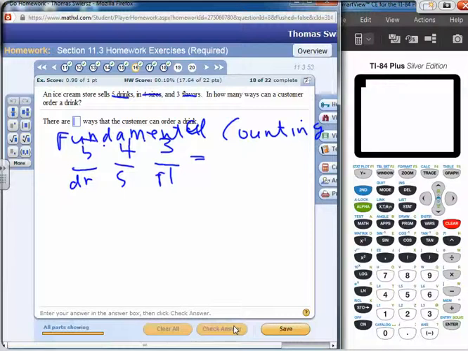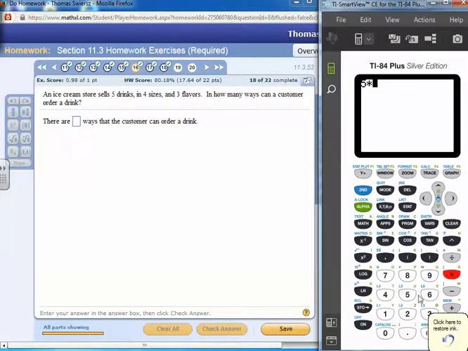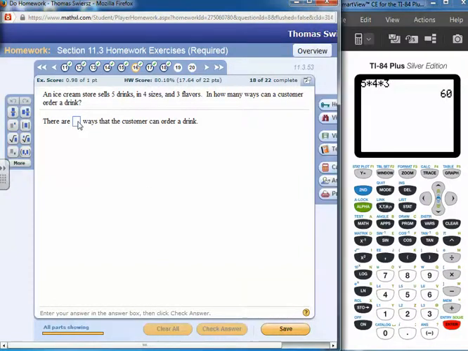So we've got 5 choices, 4 and 3. So we're going to multiply those together. 5 drinks, 4 sizes, and 3 flavors. So we go ahead and do 5 times 4 times 3 flavors, and we get a total of 60 different ways to order the drinks. Okay, using the fundamental counting principle.